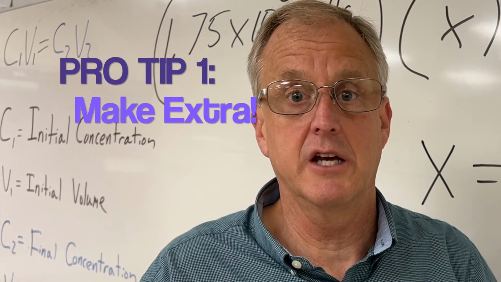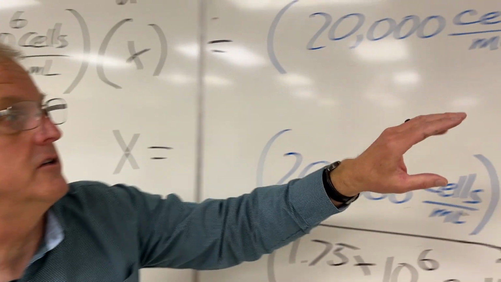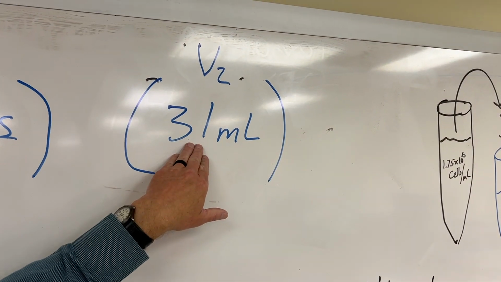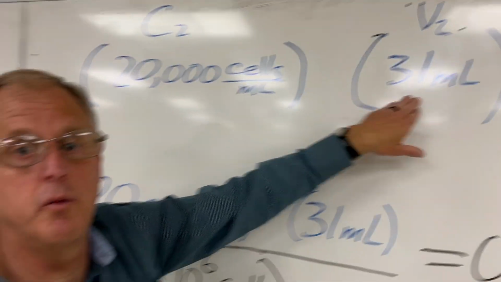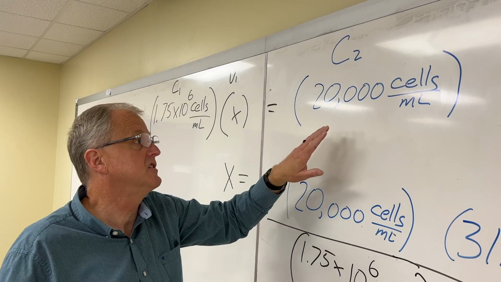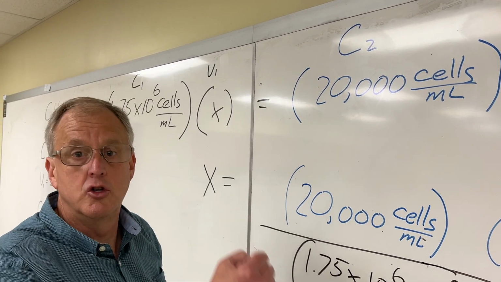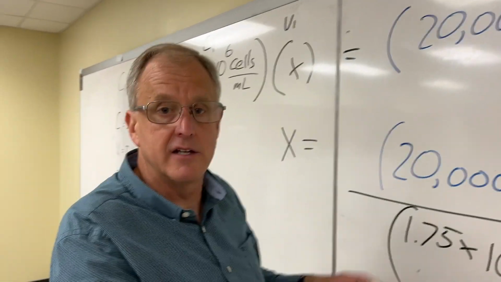Always make a little bit extra. So why don't we make enough for 31 mils? So to do that, I put 31 here. So this is the total volume we want. We want this concentration of cells, 20,000 cells per mil, such that when we take 1 mil out, we will actually be able to add 20,000 cells into the flask or petri dish.